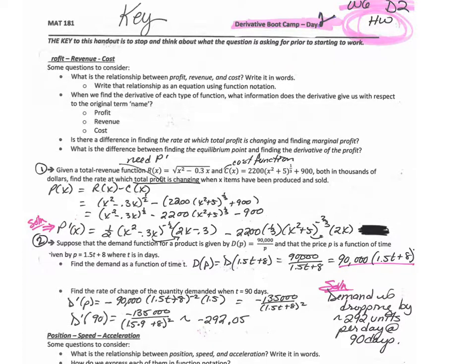Now we need P prime, so we take the derivative. We're using the extended power rule and the chain rule. The 1/2 comes down, keep what's inside, subtract 1 from the exponent, chain rule out what's inside. The negative 2200 comes along for the ride. Extended power rule and chain rule. Bring the 1/3 down. Keep what's inside. Subtract 1 from the exponent. Chain rule out the derivative of what's inside. And that's it. You're done.